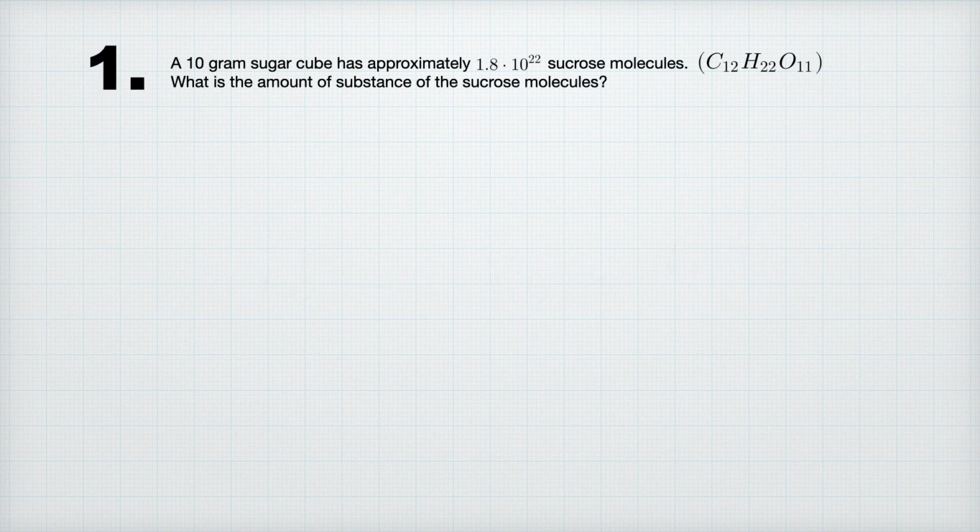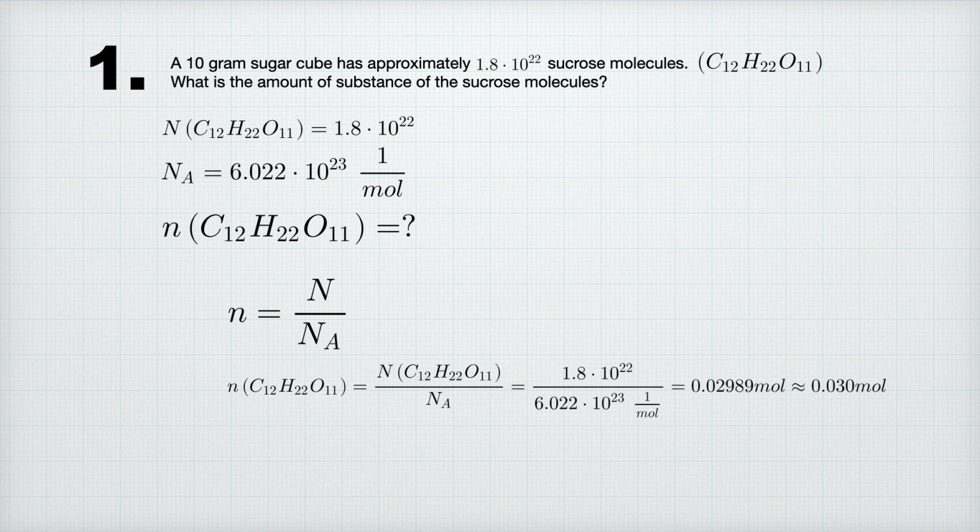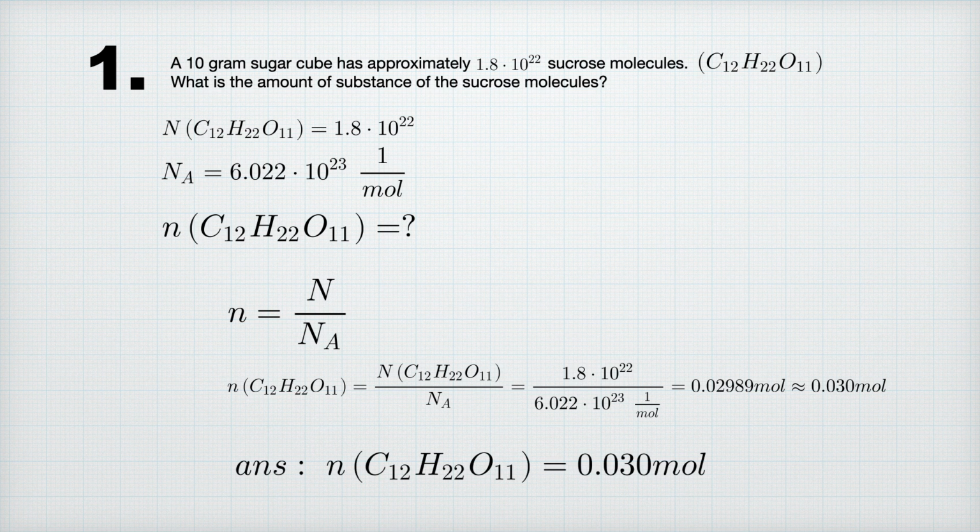A 10-gram sugar cube has approximately 1.8 times 10 to the power of 22 sucrose molecules. What is the amount of substance of the sucrose molecules? So first, let's mark the known units, and we need to solve for the amount of substance. So we can use this formula and insert the values here. We get 0.02989 moles, so 0.03 moles. So the answer is 0.03 moles.